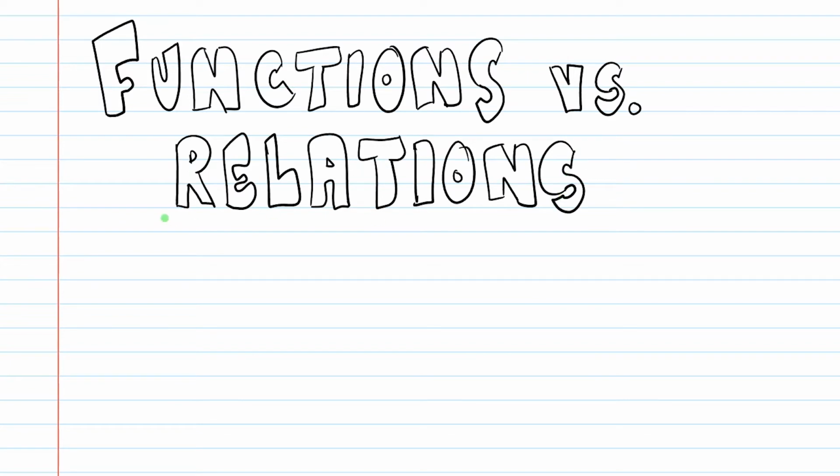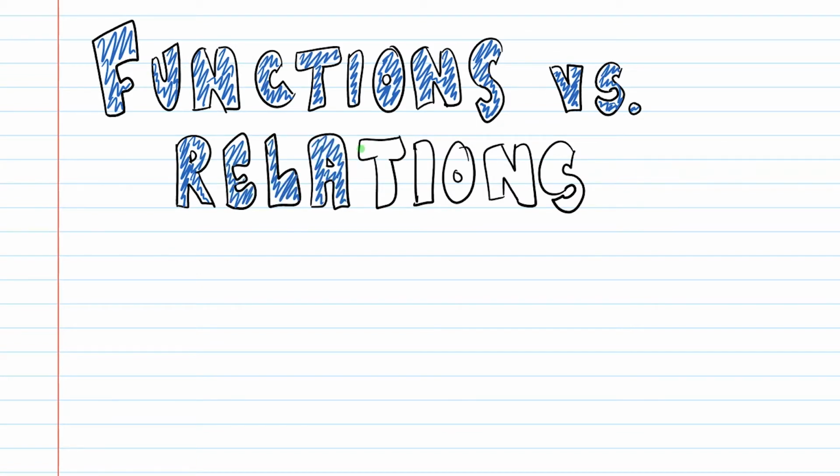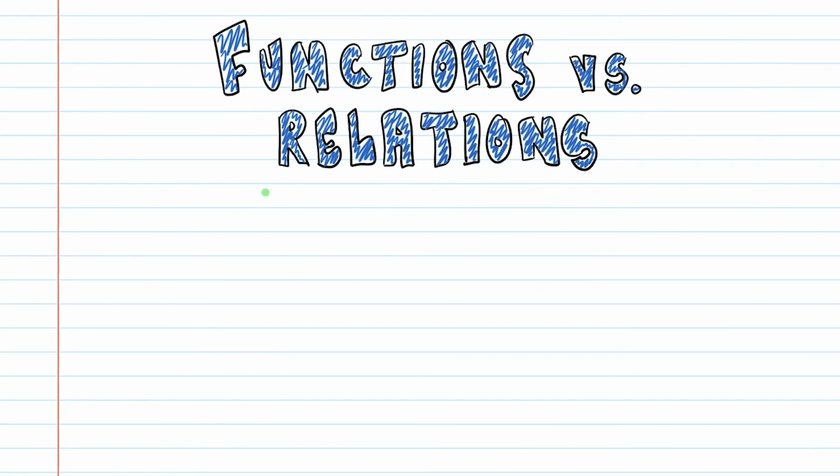Now, on to today's subject, functions versus relations. We're going to talk about what a function is first. Basically, a function is like a line or a parabola, but it's anything that has only one output per input. That is, functions are only going to have one y value for each individual x value or input.